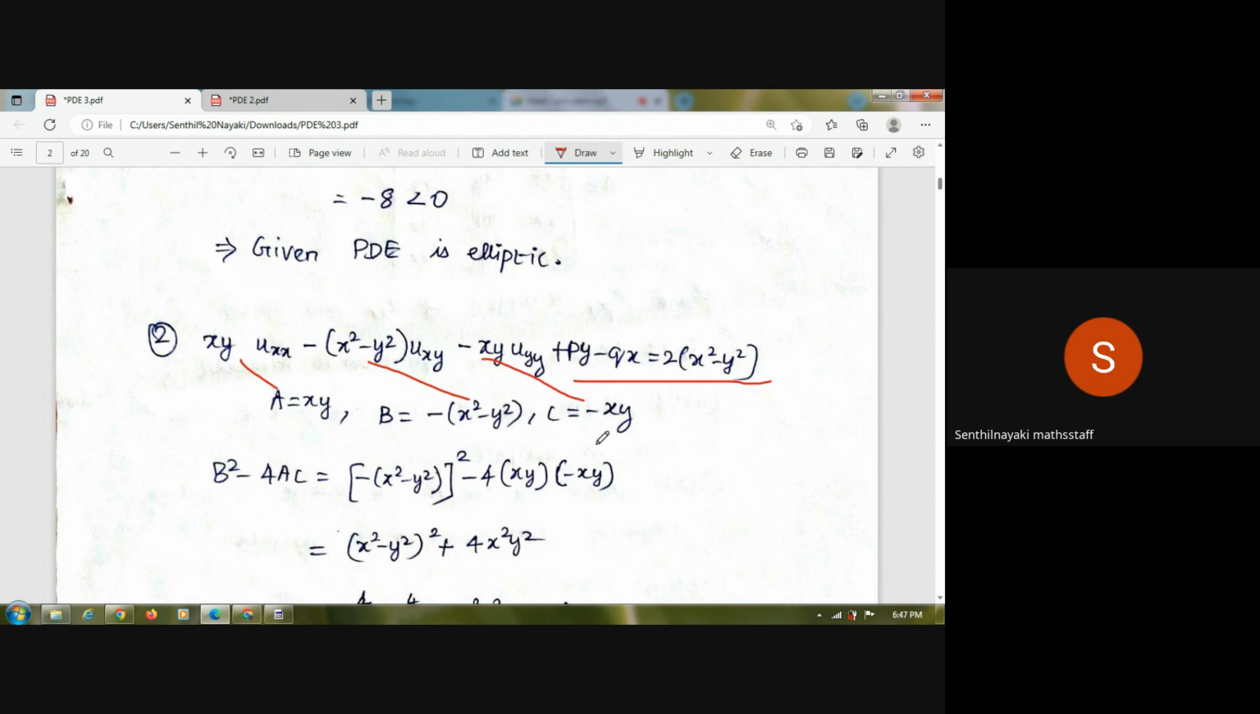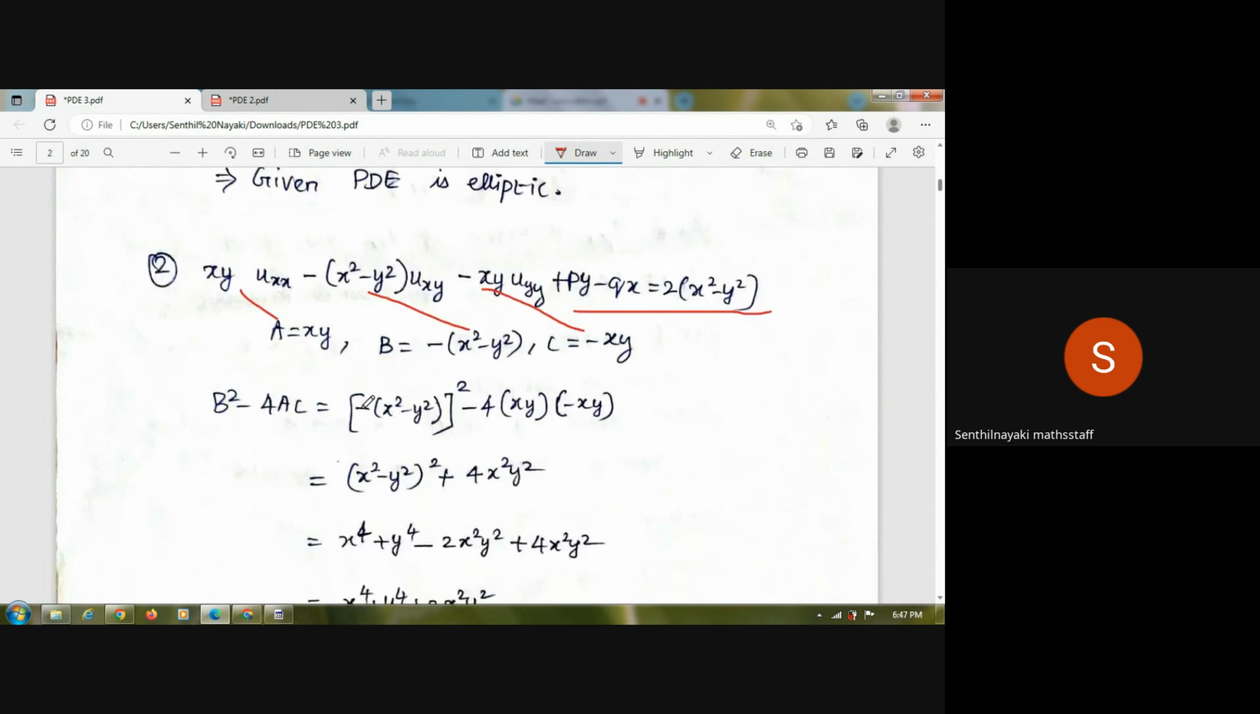After collecting the a, b, c terms, we have to find out the discriminant b square minus 4ac. So b square means here minus of x square minus y square. We have to square this term, so the whole square. Minus 4, the a value is xy, the c value is minus xy. If we square the minus term, then it will be positive. Therefore, x square minus y square the whole square, plus, because minus into minus is plus, 4xy into xy, so we get x square y square.